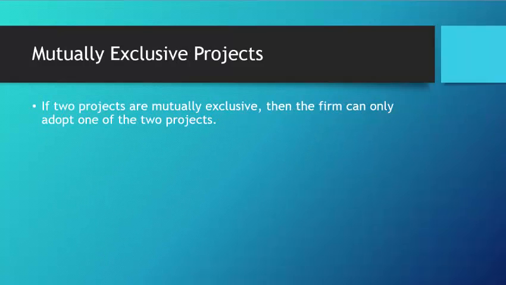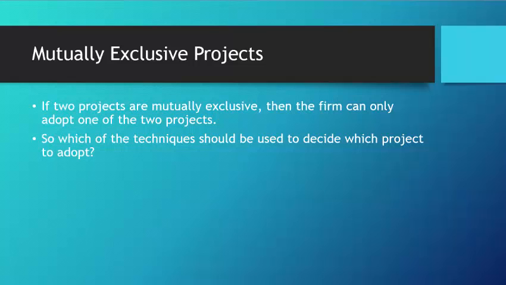However, if there are mutually exclusive projects, if two projects are mutually exclusive, then the firm can only adopt one of the two projects. The term is mutually exclusive. That's why I keep using this. If we're looking to use one parcel of land for this project and that project, and we can't do both on the same parcel of land because there's only so much land, then those two would be mutually exclusive projects. I could either do the one or I could do the other. I can't do them both. In which case we need to look at them differently.